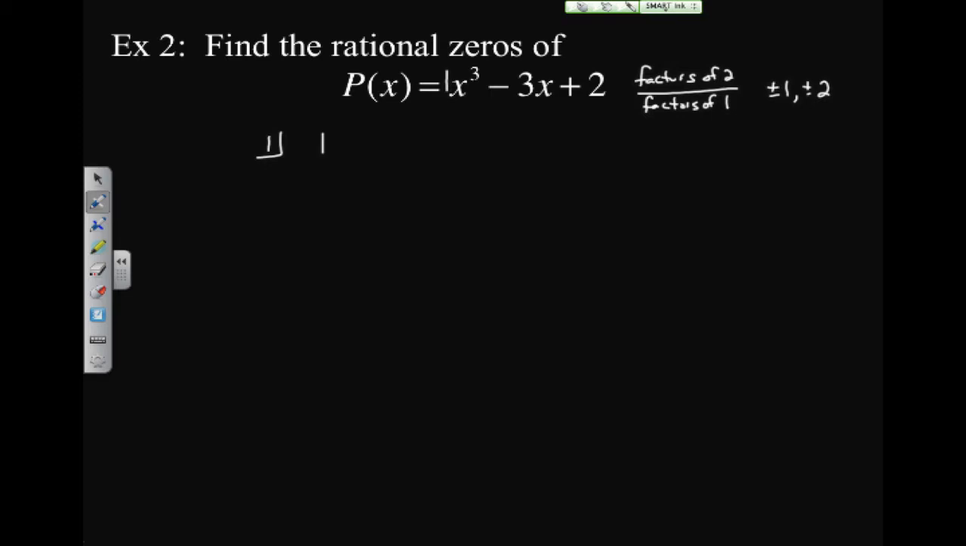So we've got 1, 0 for the x squared, negative 3 for the x, and 2 for the constant. So remember, we bring down the first term, which is a 1. Add those two together, we get 1. Multiply 1 times 1, we get 1 again. That's a negative 2. Negative 2 times the 1 again gives us negative 2, and that works out. So what we have is that 1 is one of the rational zeros for this polynomial function.